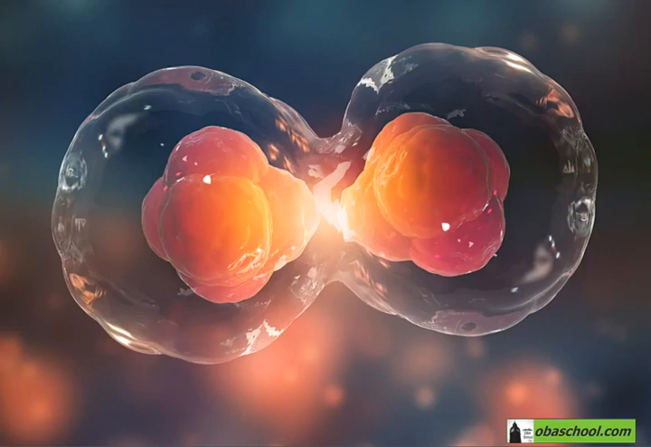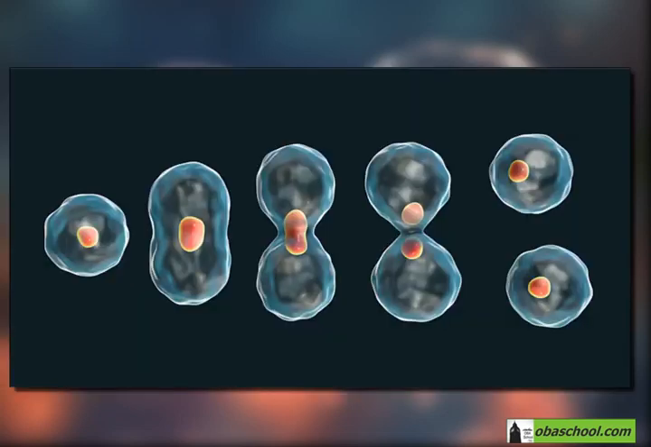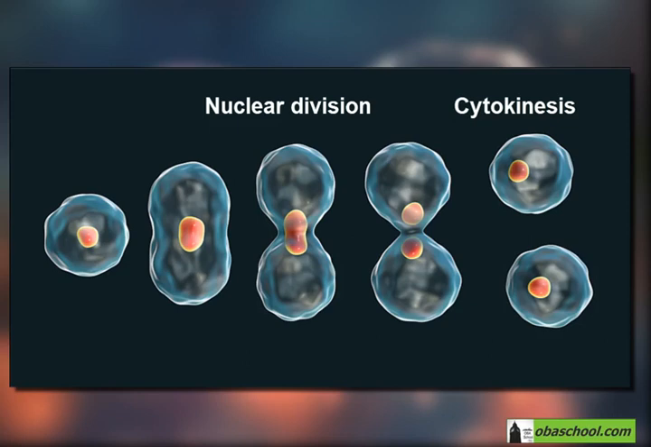All cells in multicellular organisms are derived from pre-existing cells that divide to make them. The only exception to this in multicellular organisms is zygotes, because zygotes are formed by fusion between the male and the female sex cells. Cell division has two main stages, nuclear division and cytokinesis. They are both processes of division, but this is how they differ.